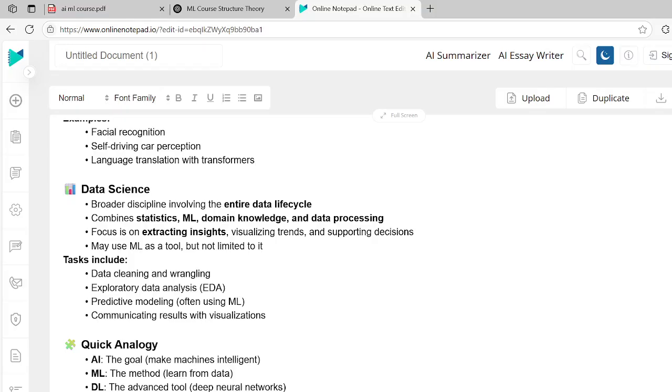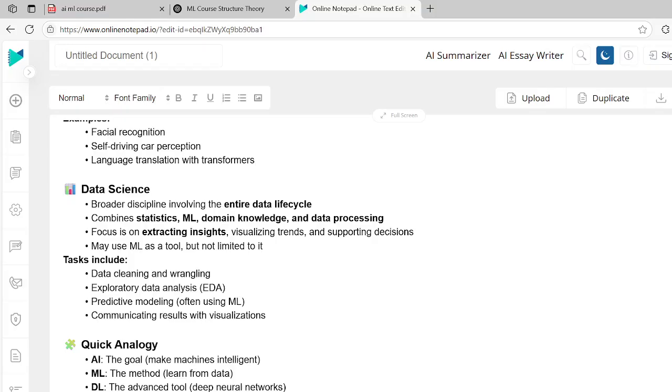So data science is like a broader connection of all these, like the entire data life cycle. It has statistics, it has machine learning, it has domain knowledge, it has data processing. It basically focuses on getting the insights, or visualizing trends regarding what a trend or a graph might say. Also in supporting decisions, meaning in order to make decisions for your tasks. And it might use machine learning as a tool, but it is not limited to it. It can use more than that.